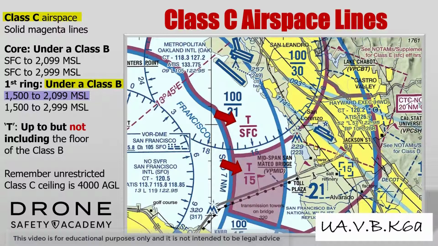Next is the first ring or tier, which starts at 1,500 feet MSL and extends up to 2,099 feet MSL. The second part of the first ring or tier starts at 1,500 feet MSL and extends up to 2,999 feet MSL.